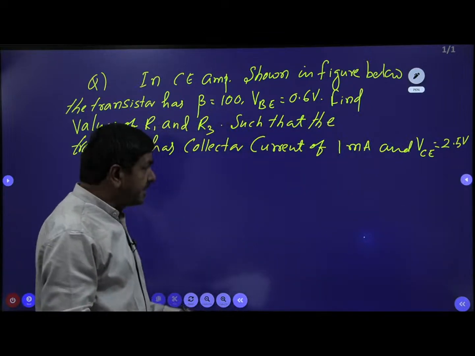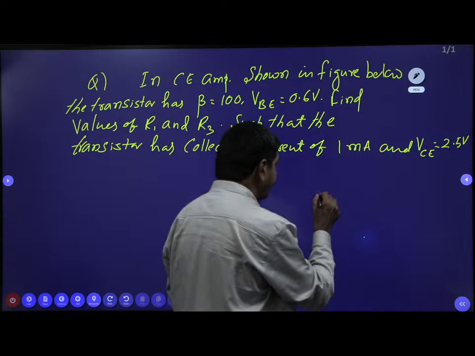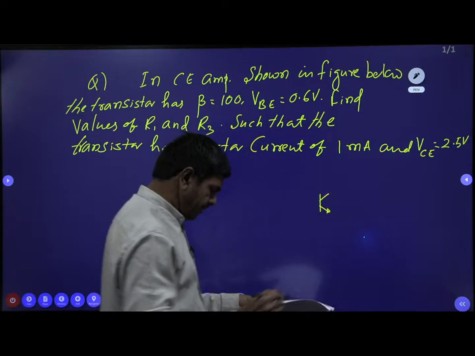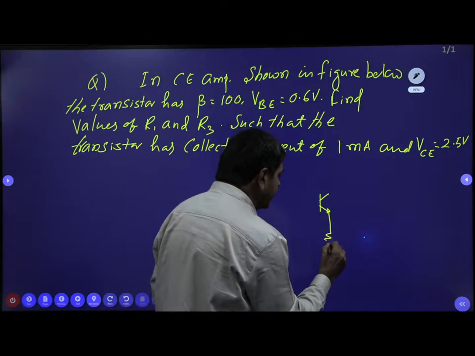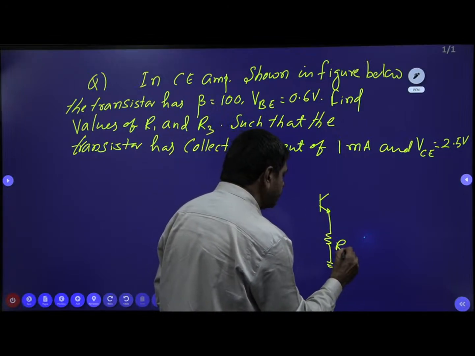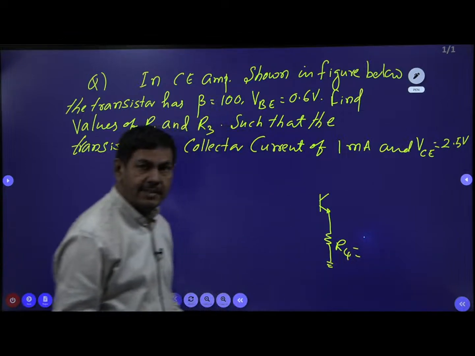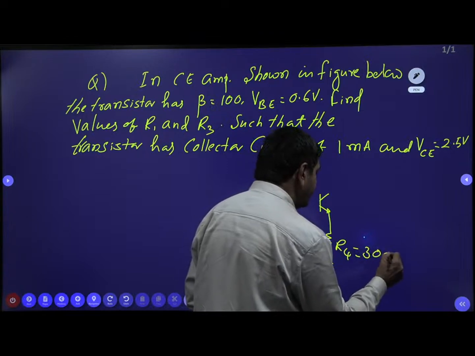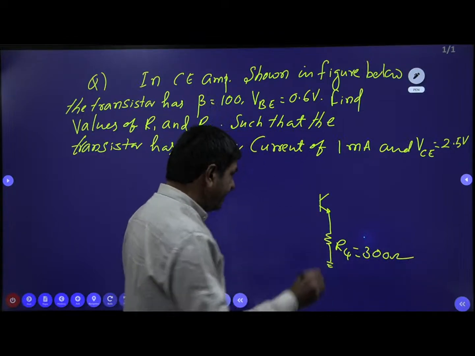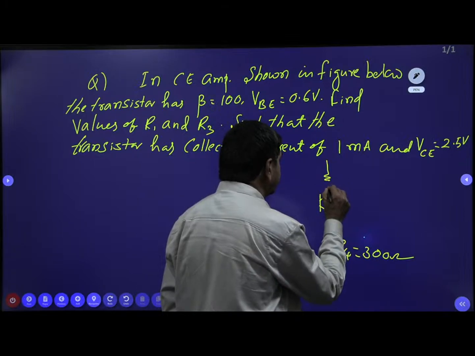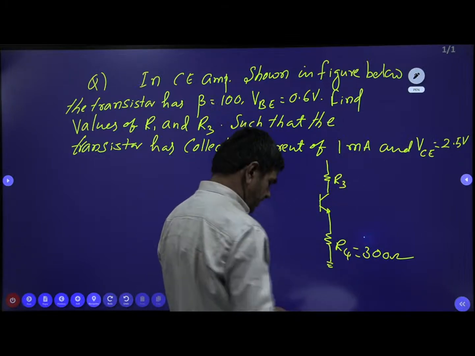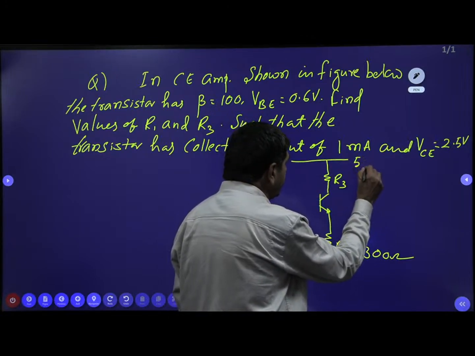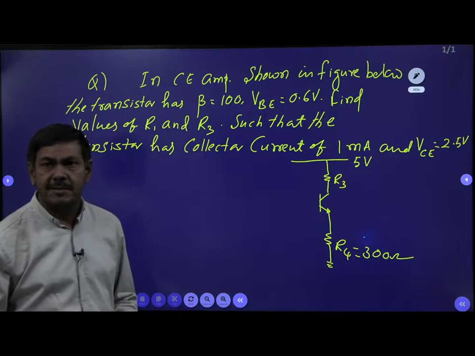And the circuit diagram is given in this way. I will plot it here now. This is the transistor, in the common emitter configuration. The emitter is connected with a resistance R4, and its value is given as 300 ohms. The collector is connected with a resistance R3. The voltage source connected is 5 volts.